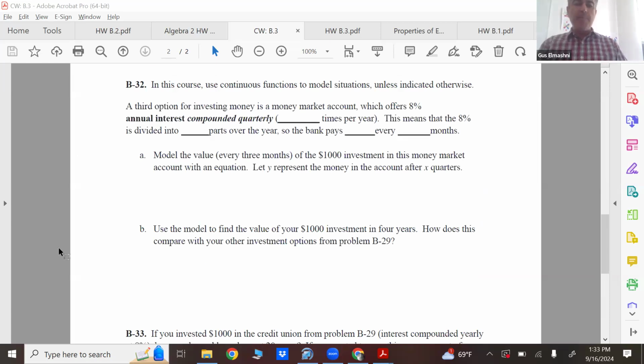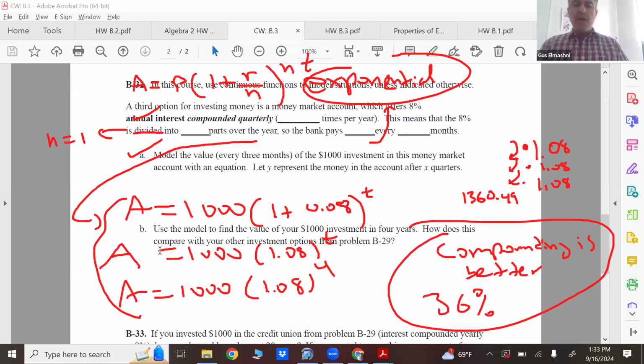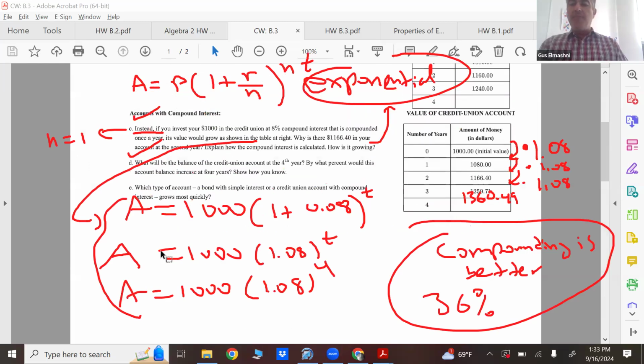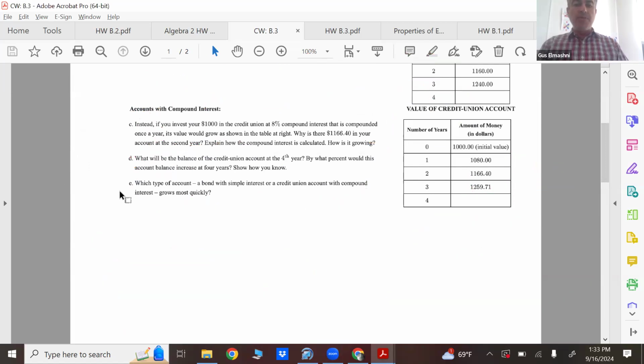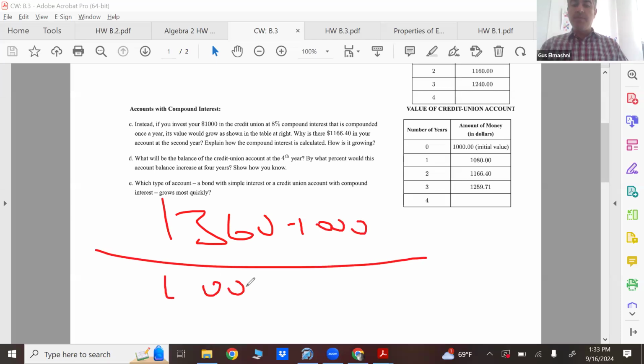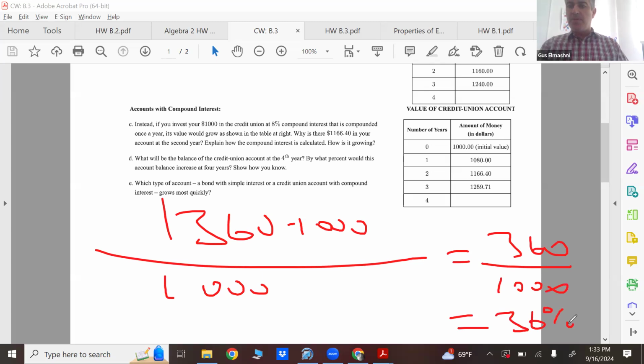Oh, sorry. Let me go back. My apologies. I glossed over that. So at the end of the fourth year, we have 1360, right? Well, how much do we start with? $1,000, right? So what you want to do is 1360 minus 1,000 over 1,000. If you work that out, you should get 360 over 1,000, which is 36%. So it is better. If someone told you you can make 36% instead of 32%, sign me up for 36%, right? Totally.